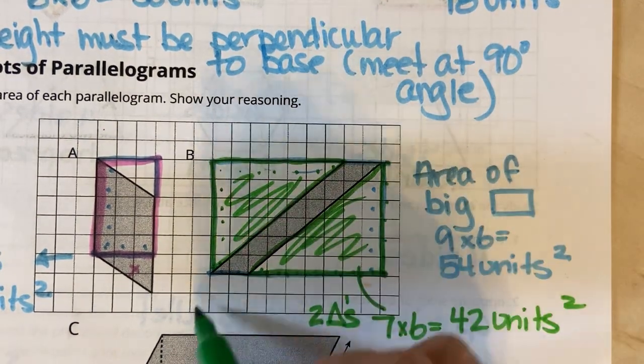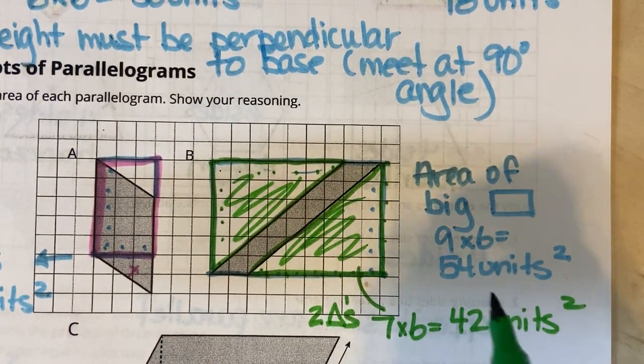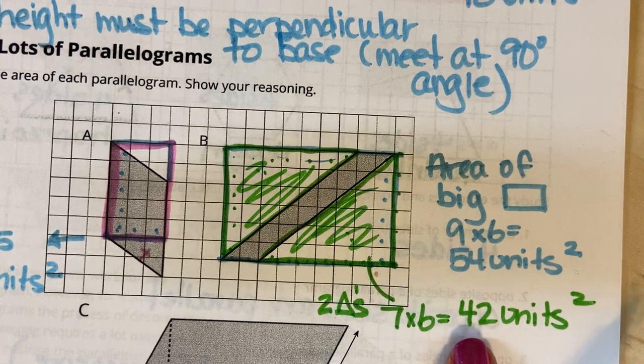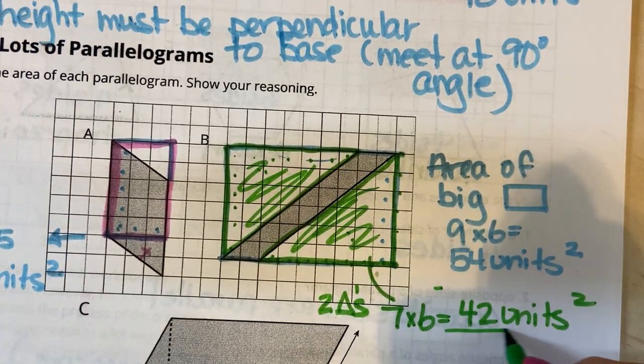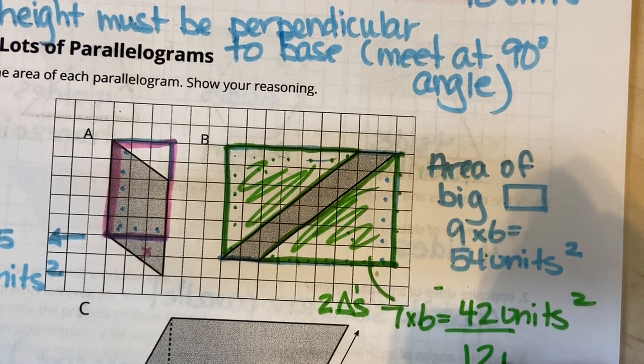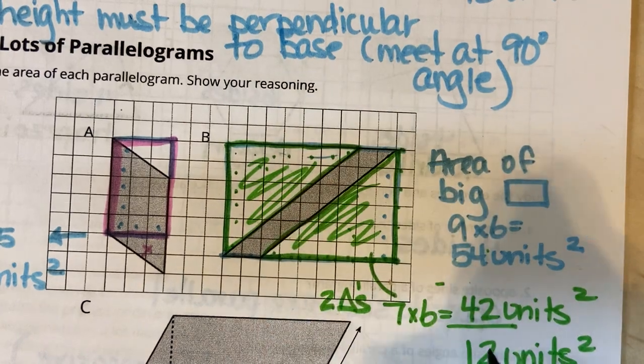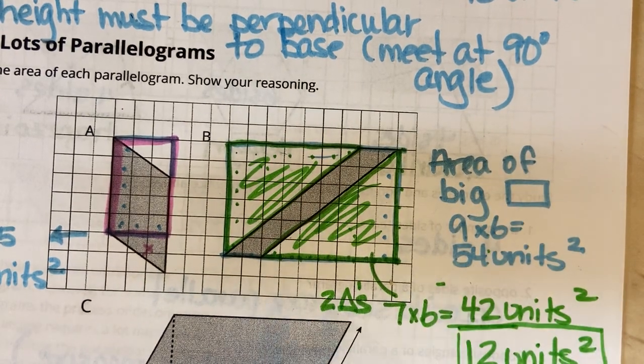Okay, so I know that the area of the whole thing is 54. I know that the area of the two triangles, because I pushed them together to make a rectangle, was 42. I'm going to subtract them. So 54 minus 42 is 12. So this whole thing is 12 units squared. So the shaded area is 12 units squared. Okay? So that's one way I could do it.